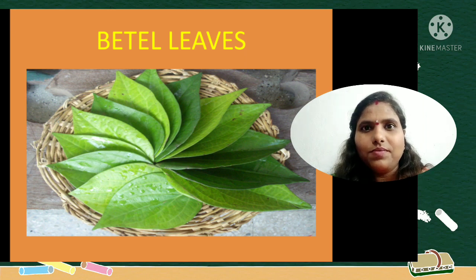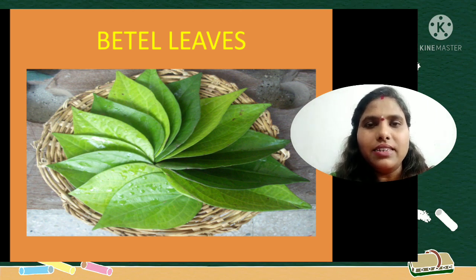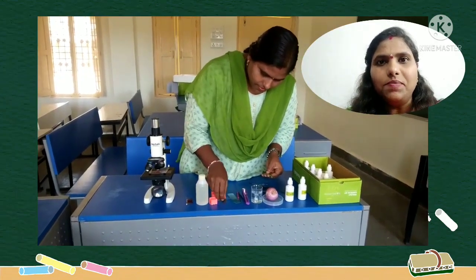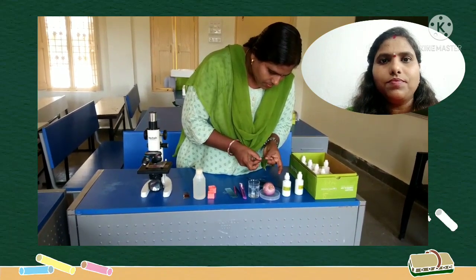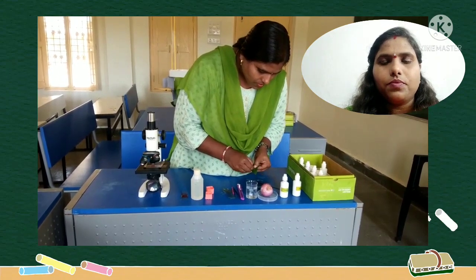Observe. Yes, some leaves are there. Leaves are from the plant of betel. Yes, these are betel leaves. These are helpful for observing leaf cells for our next activity. We are going to the next activity, that is leaf peel observation in Tradescantia or betel.